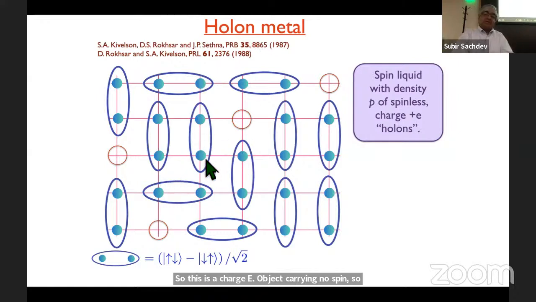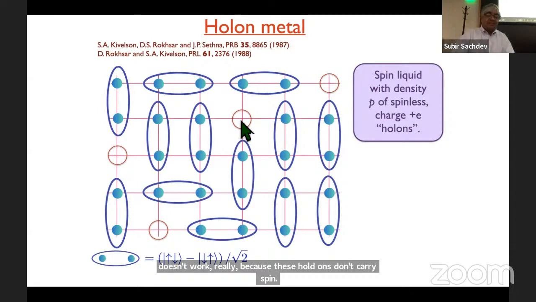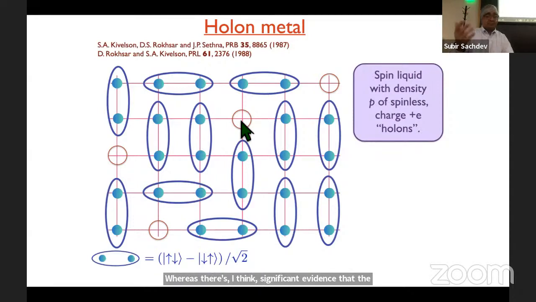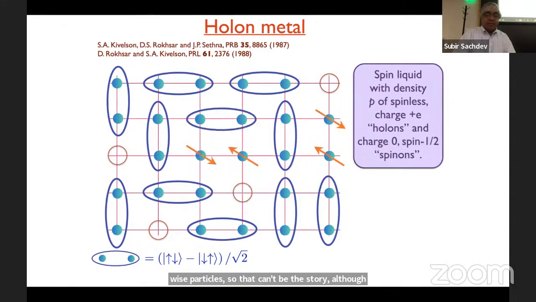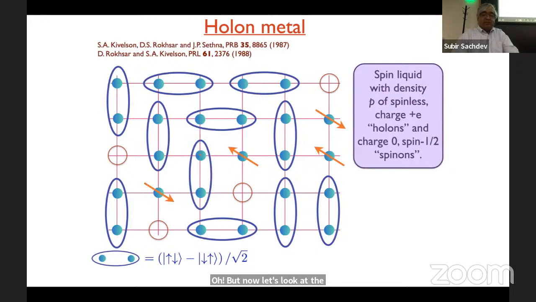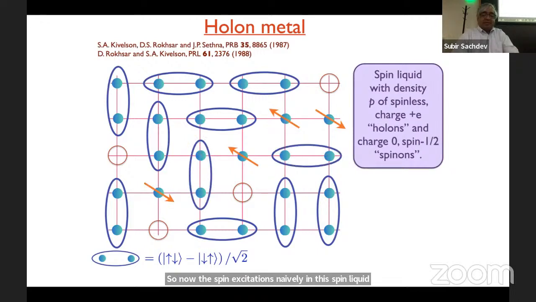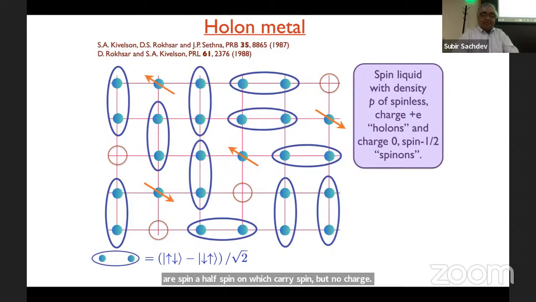And so one thought would be, well, these holons are fermions, and they form a Fermi surface, and there's your pseudogap state. Except that doesn't work, really, because these holons don't carry spin, whereas there's, I think, significant evidence that the Fermi arcs are really associated with spin-full quasi-particles. So that can't be the story, although that was a story in the early days of the cuprates. But now let's look at the spin excitations. So now the spin excitations naively in this spin liquid are spin-half spinons, which carry spin but no charge.